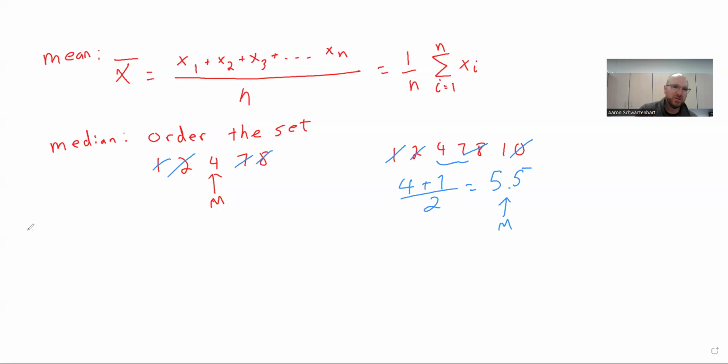The mode is the most frequently occurring number. There can be multiple modes. There can be no mode. If nothing occurs more than once, there is no mode. If there are multiple that occur the same number of times, it's the most. So say I've got a number that occurs 4 times in my set, and I've got 3 numbers that occur 4 times. I've got 3 modes.